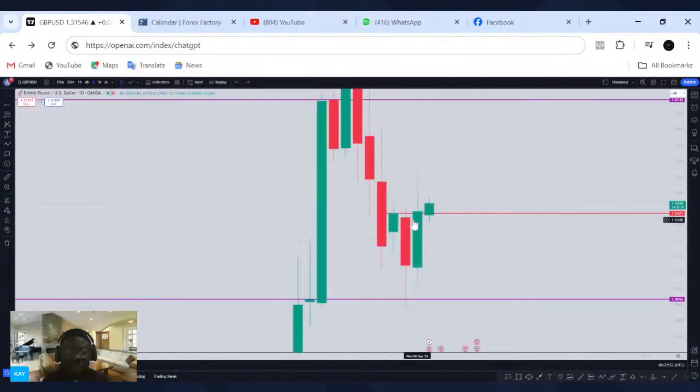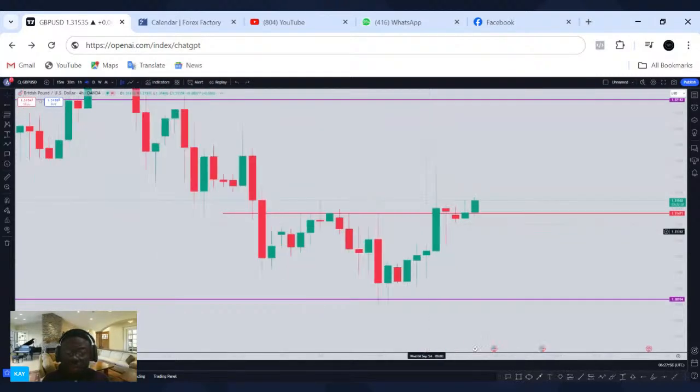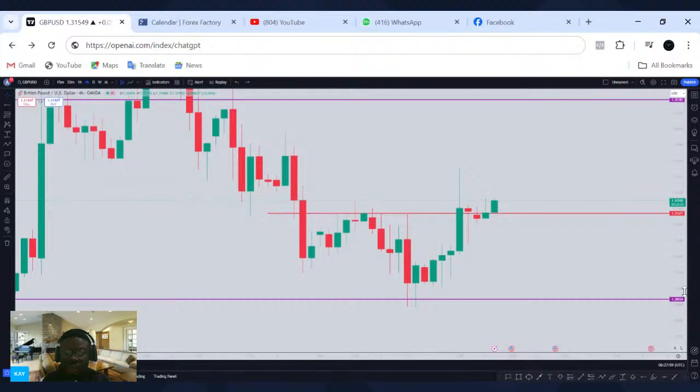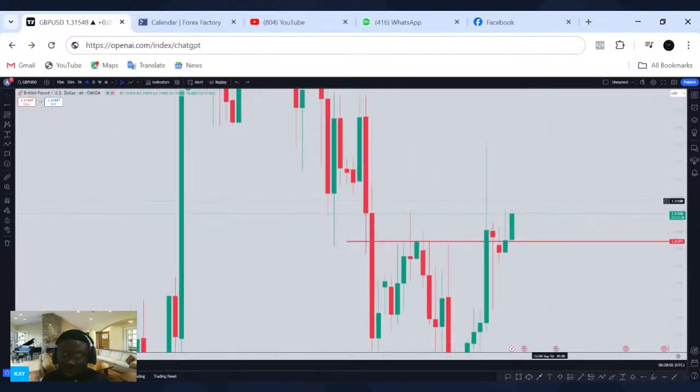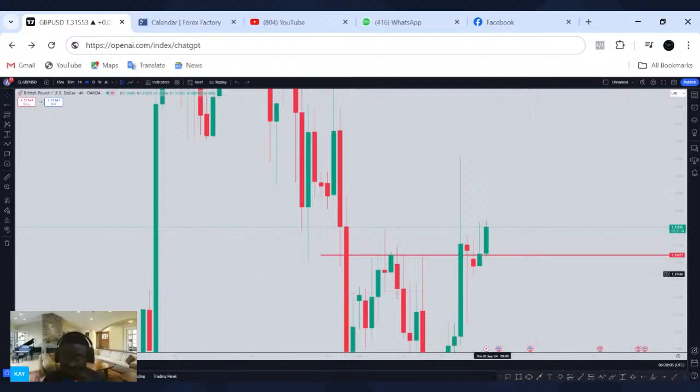So on the daily time frame, this is the resistance. So let's move to the H4 time frame. So the daily is what? An uptrend. So all right, so it has become a critical distance.